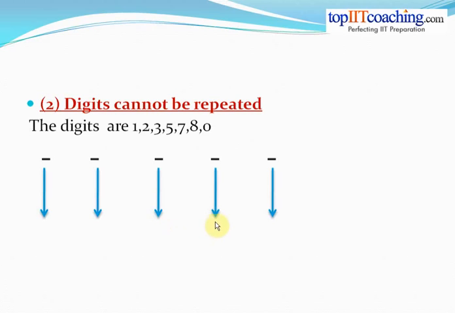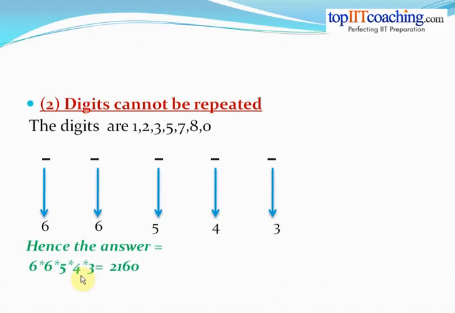Similarly for this position we have 4 ways, and similarly for the last or the units digit we can have 3 ways. That is, the first position can be filled in 6 ways, second in 6 ways again, third position in 5 ways, fourth in 4 ways, and the last, that is the unit digit, in 3 ways. So the answer becomes 6 into 6 into 5 into 4 into 3, and that is equal to 2160. Now again what we have done is we have used the multiplication rule, and these are the number of ways to fulfill these places. So we have used the multiplication principle to arrive at the answer.